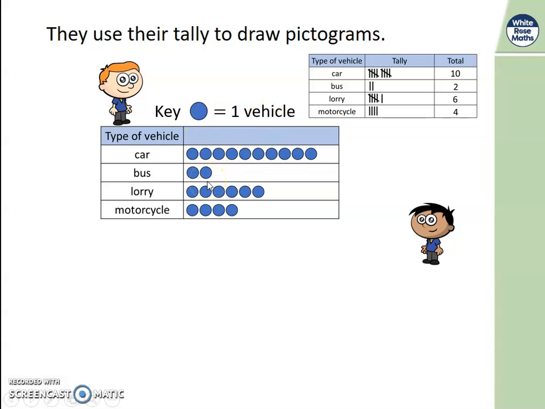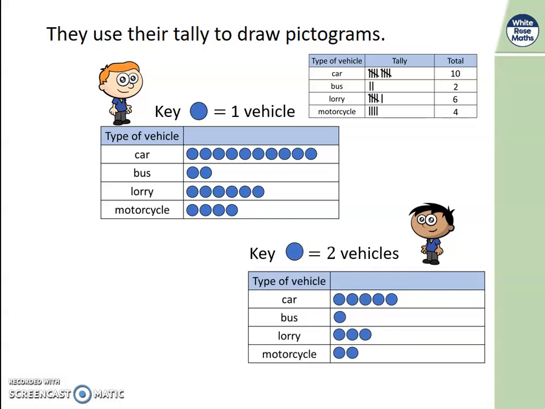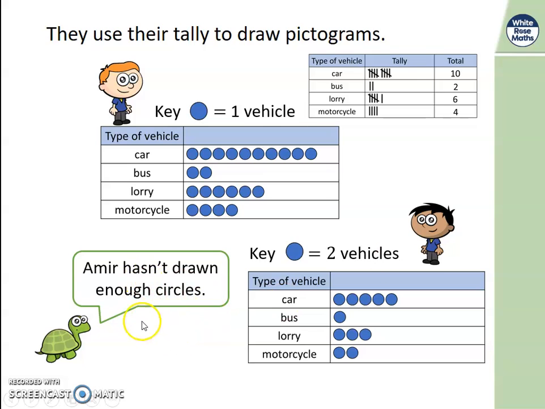So let's have a look at Amir. Here is Amir's representation of this tally chart, and he turned it into a pictogram. Tiny says Amir hasn't drawn enough circles. Pause the video and have a think what is different between these two pictograms.